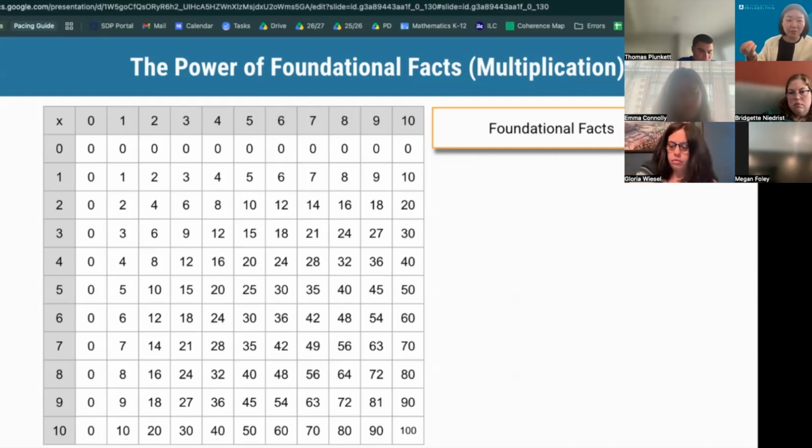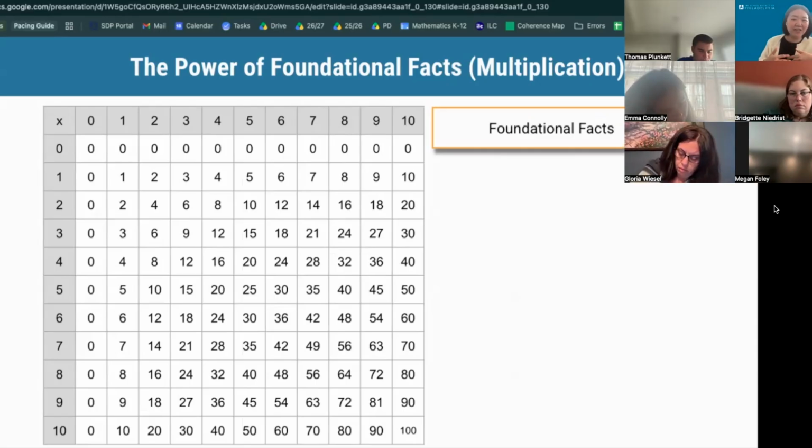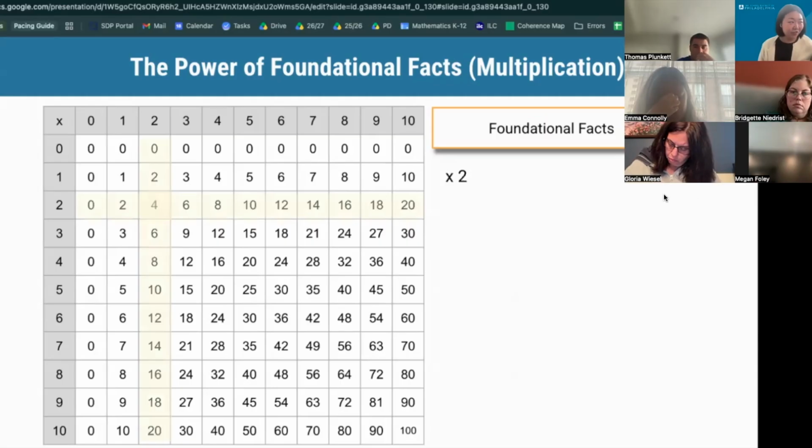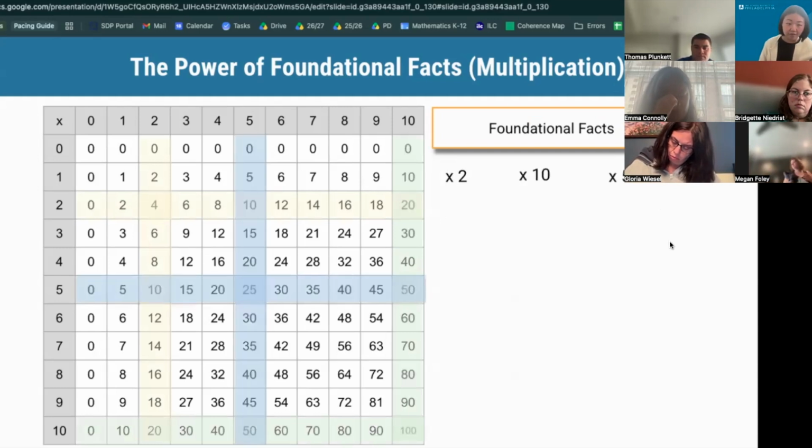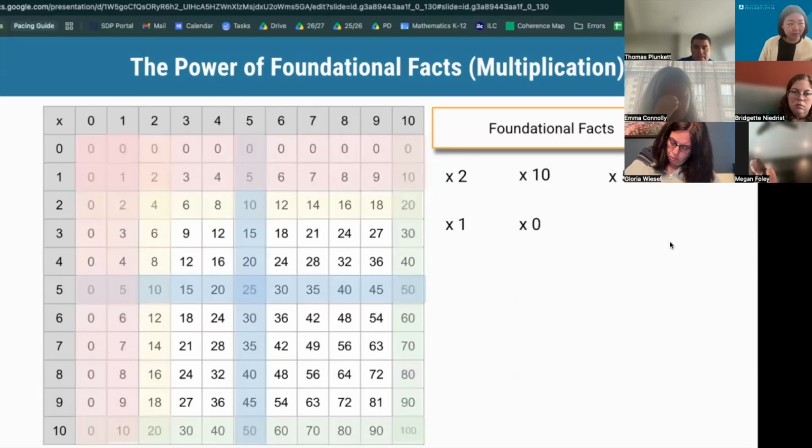And then our zeros and ones also can come easier, but one of the pitfalls we sometimes fall into is just memorizing that 0 means 0 and 1 means always the same, but that's not necessarily the case for addition. So we're going to go into thinking about how we make sure students know these, thinking about multiplication as equal groups. But yes, so foundational facts, usually students have an easier time knowing their 2s, their 10s, and their 5s, and then also their 1s and 0s.